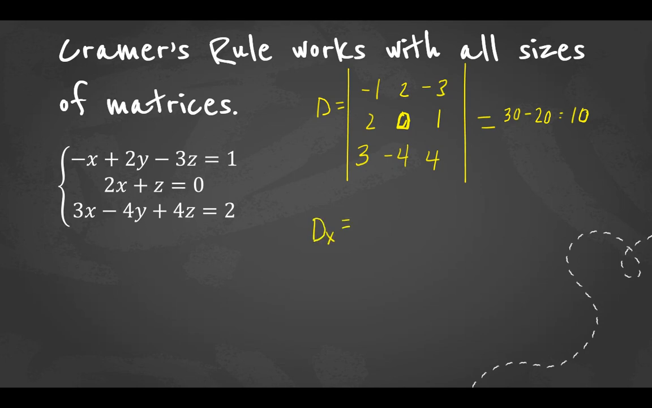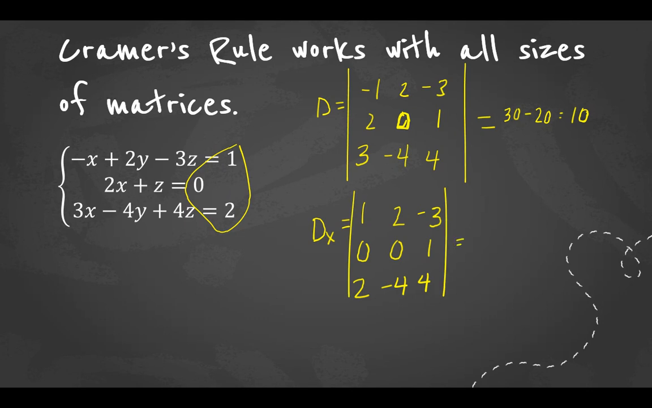Okay, so now we're going to create an X, which means we're going to pull that first column and we're going to replace it with the 102. And then we're going to find the determinant of this one. I think it's 8. Again, please check me.